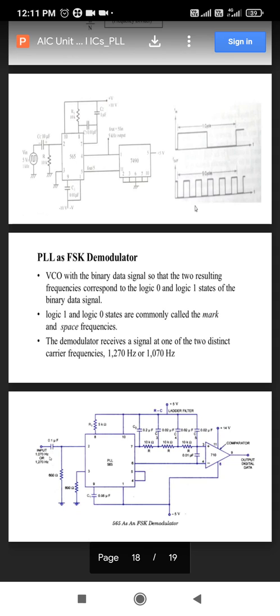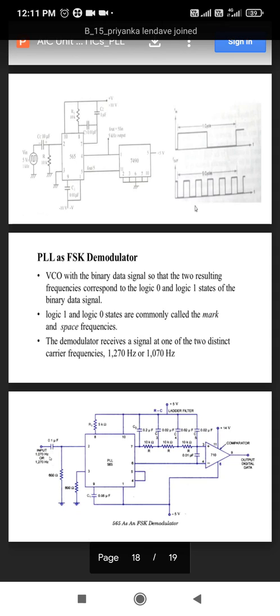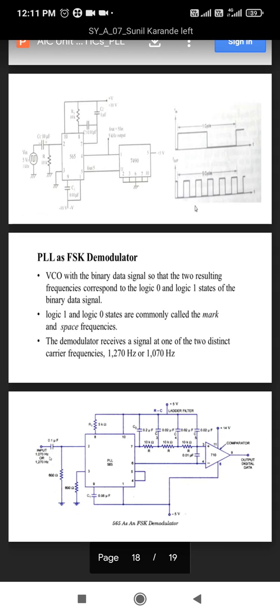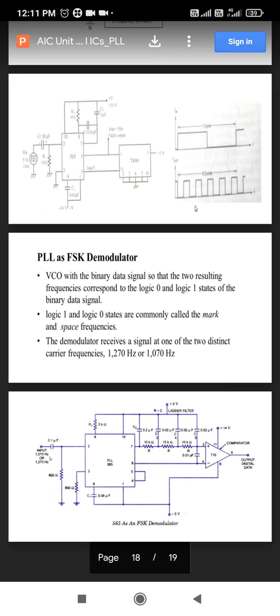If it is decreasing, then it is called space frequency. So there are two frequencies, we can call them F1 and F2. F1 is F out plus some shift in frequency, where F2 is F out minus some frequency shift. According to that, there will be two different frequencies we can get in the FSK signal, that is called mark frequency and space frequency.